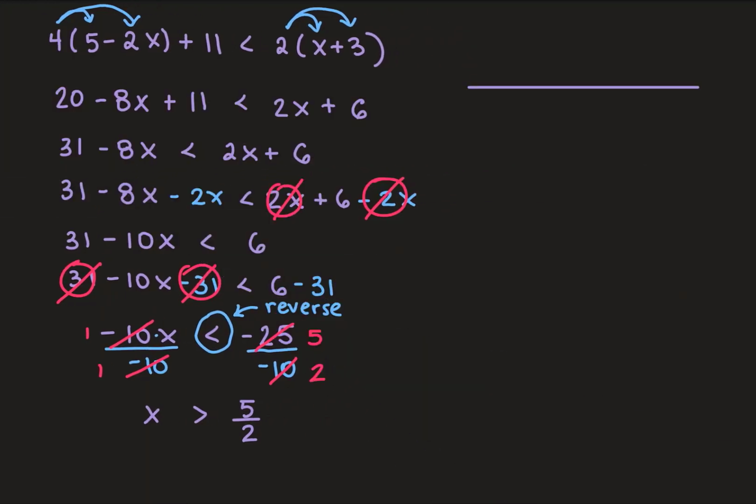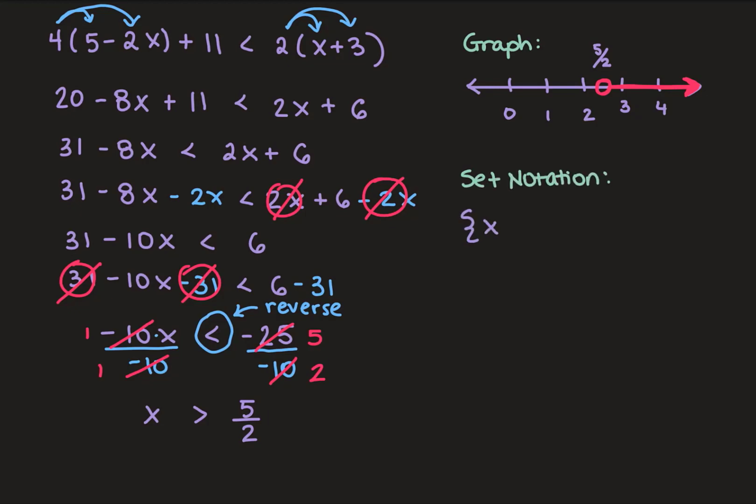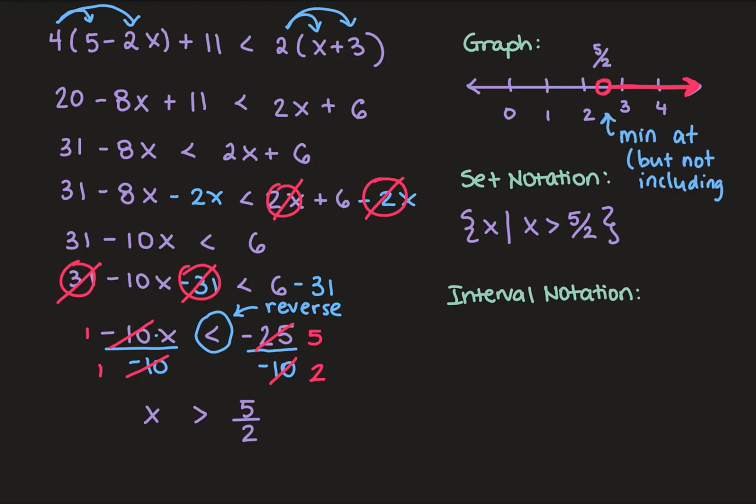So let's graph this. 5/2 is the same as 2.5. So place an open circle here and shade everything greater than 5/2. For set notation, we have the set of all values of x such that x is greater than 5/2. And then for interval notation, we have a minimum at but not including 5/2, so we use parentheses. And then a maximum at positive infinity, and we also use parentheses.